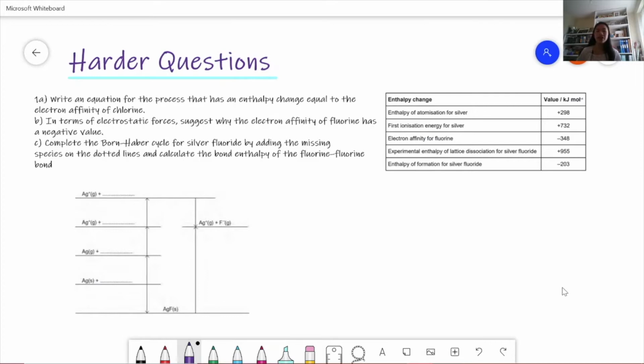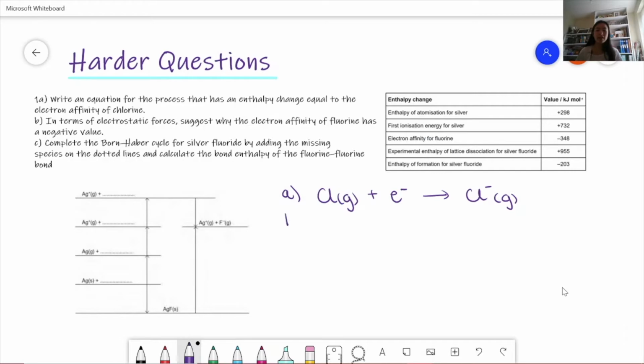For the first question, write an equation for the process that has an enthalpy change equal to the electron affinity of chlorine. The definition of electron affinity is the enthalpy change when you add an electron to 1 mole of gaseous chlorine atoms to form 1 mole of gaseous 1- chlorine ions. So we start off with 1 mole of chlorine gas, and then we add 1 electron and we form 1 mole of Cl- gas ions.